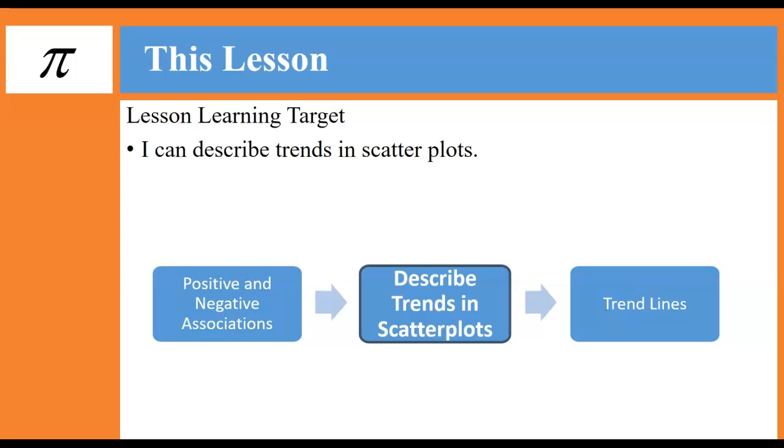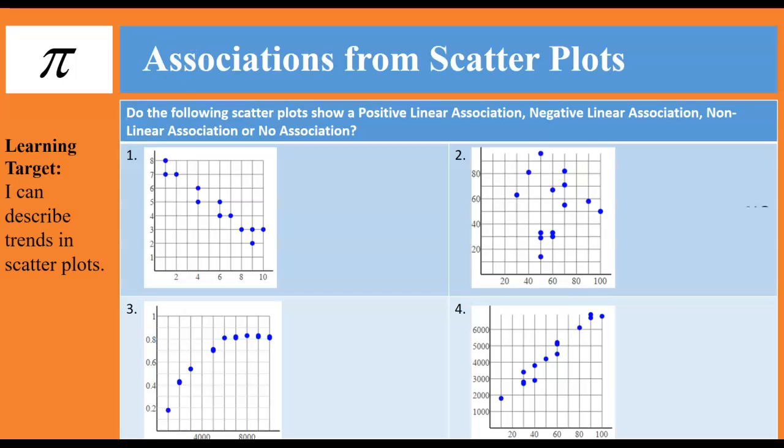Now, in order to have a good understanding of how to describe trends in scatter plots, you have to have a really good foundation in our previous screencast, which is just talking about positive and negative associations. And then we use these trends in many different ways, but specifically we're going to be using this as we describe trend lines, which is one of the features of scatter plots that we tend to use out in the real world.